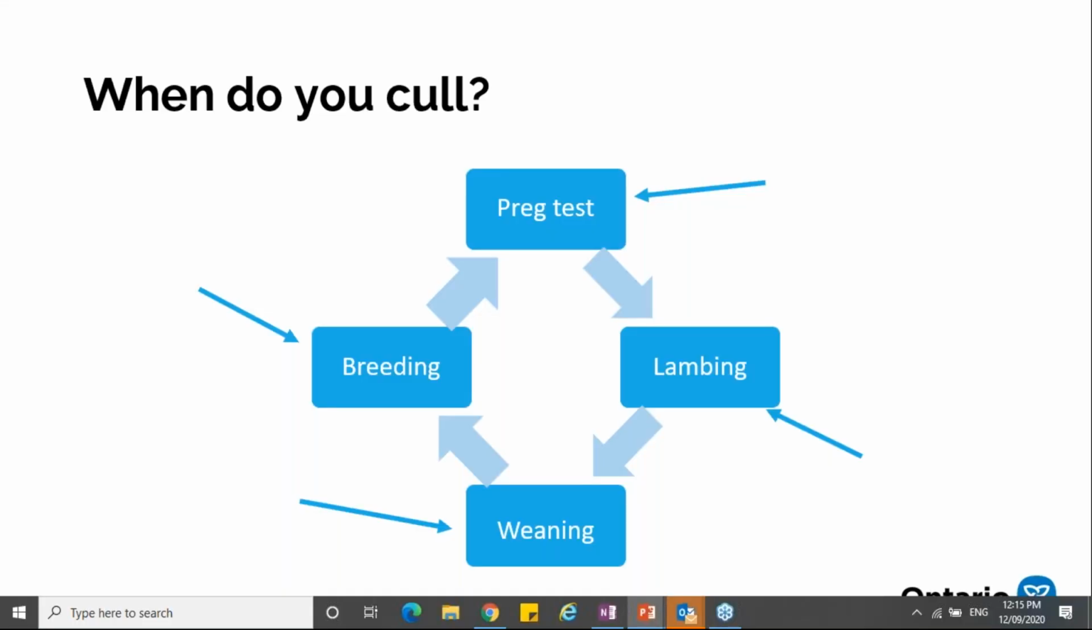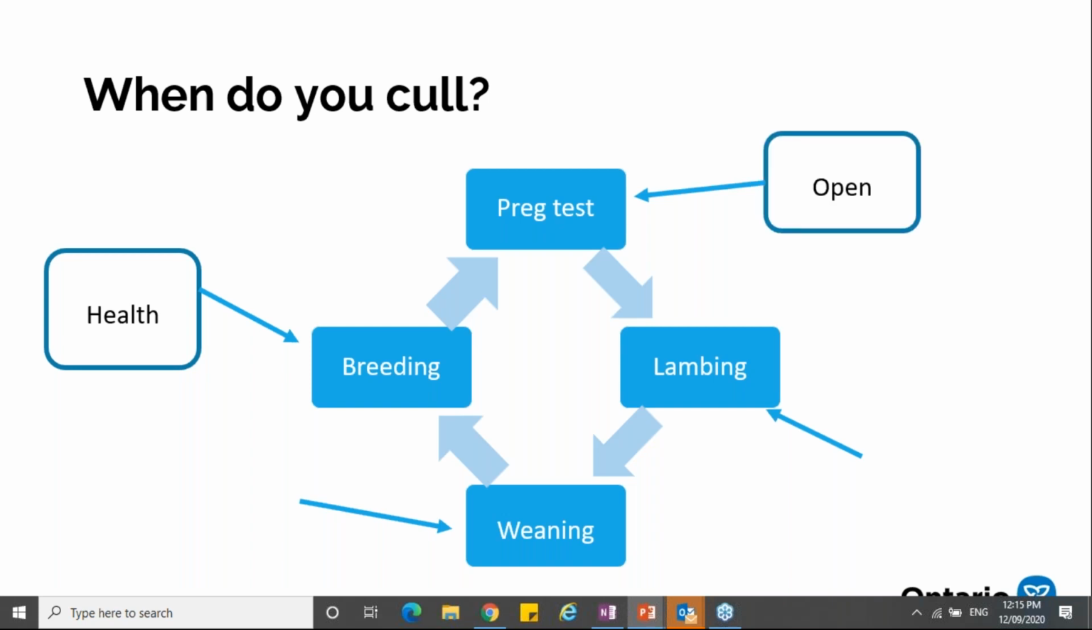So when do you cull? Every time you handle animals in the management cycle is an opportunity for culling. So at breeding, you're mainly looking at health. Did they respond to flushing and feeding? Do they have a good body condition score? Are they still thin? Are there any lumps or hard spots in the udder? Pregnancy testing, it's mainly, are they open?